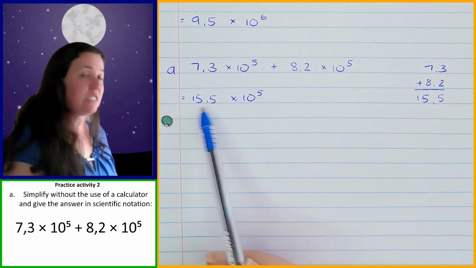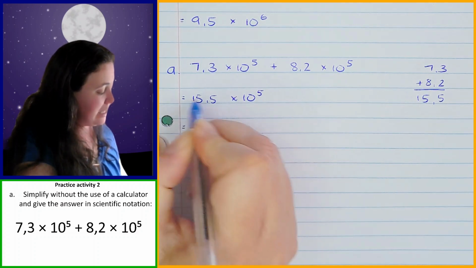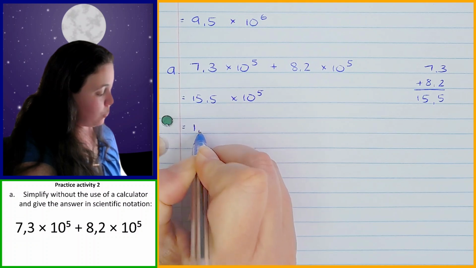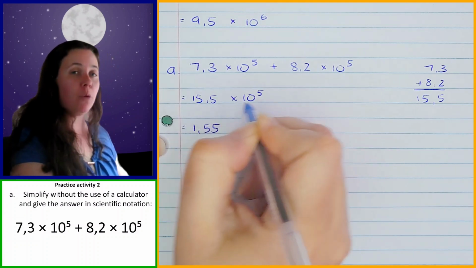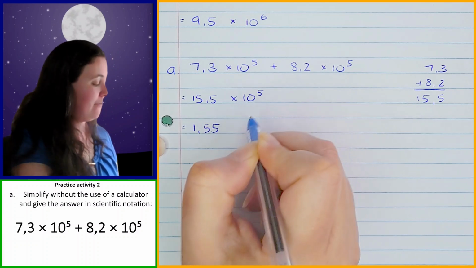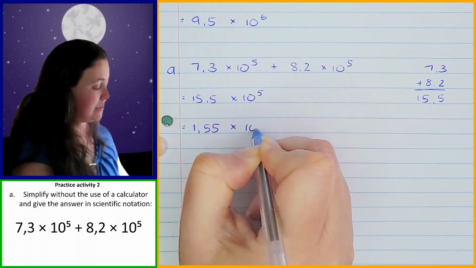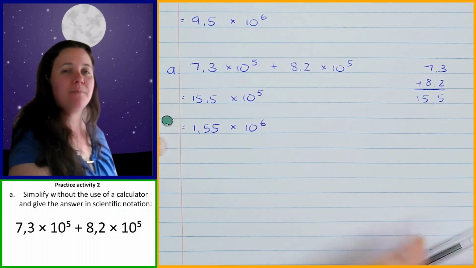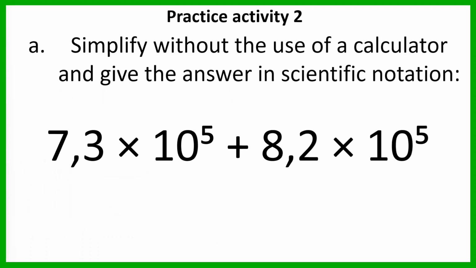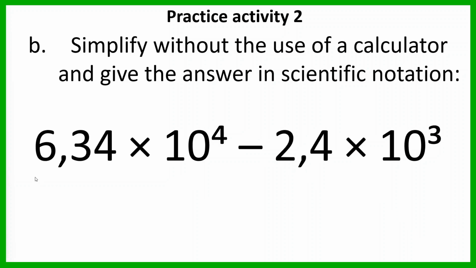We need to divide it by 10. So I'm going to divide that by 10, and it becomes 1.55. Now because I divided that by 10, I need to do the opposite to my 10 to the power of 5 and multiply it by 10, and that becomes 10 to the power of 6. So that's what you should have got for question A. Right, let's go on to question B. In question B, you've got 6.34 times 10 to the power of 4 minus 2.4 times 10 to the power of 3. And I'll give you 1 minute for this one as well.